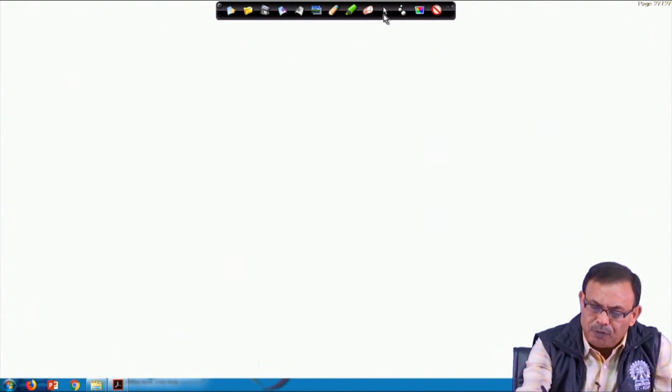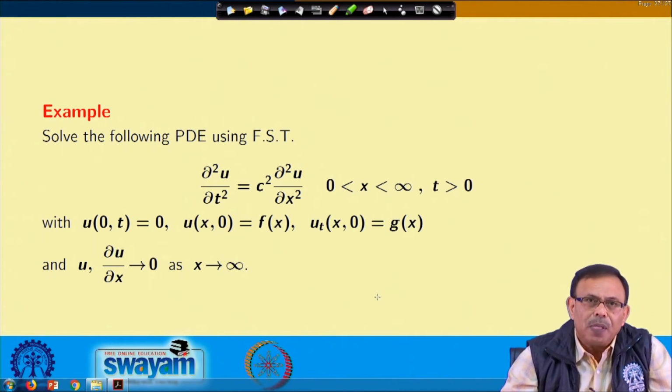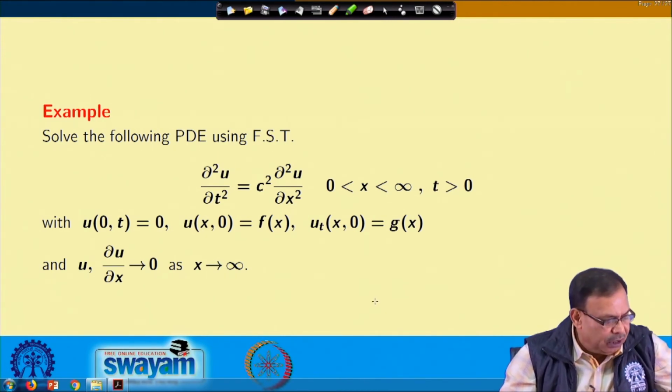Similar type of one more problem we will do. You see this problem. Now, we want to take del 2 u del t square equals c square into del 2 u del x square, x lies between 0 to infinity, with u(0,t) = 0, u(x,0) here is f(x), and u_t(x,0) we are considering here as g(x), and u and del u del x are approaching 0 as x approaches infinity.